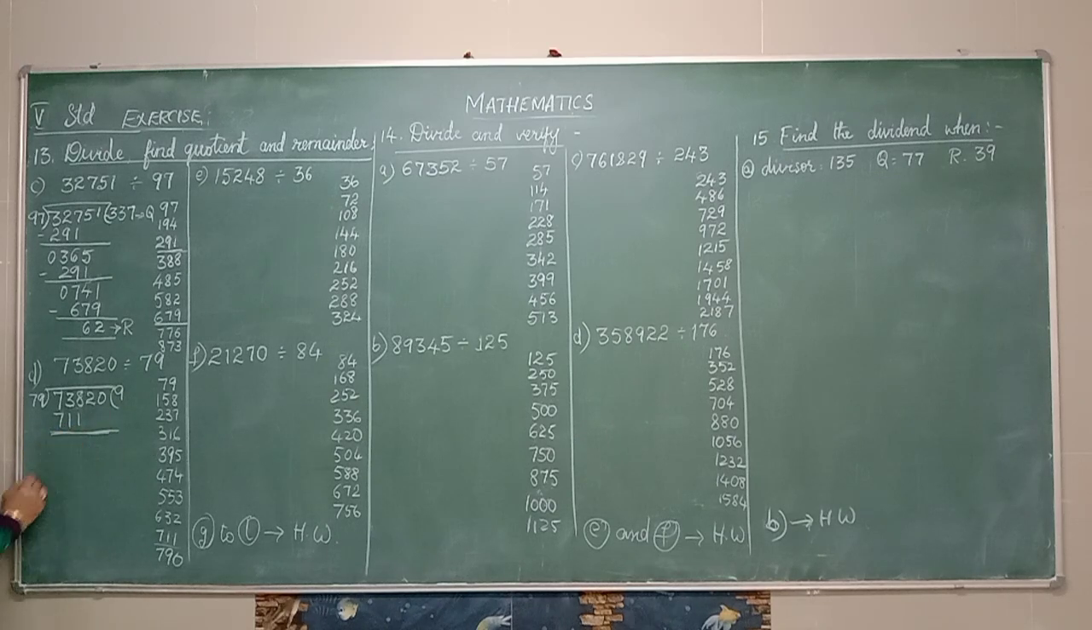So how much did it become? 9 times 79 is 711. 8 minus 1 is 7. 3 minus 1 is 2. 7 minus 2, 7 minus 7 is 0. Now we are bringing this down.